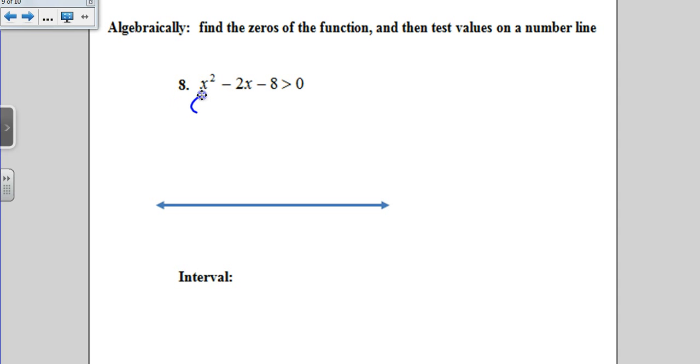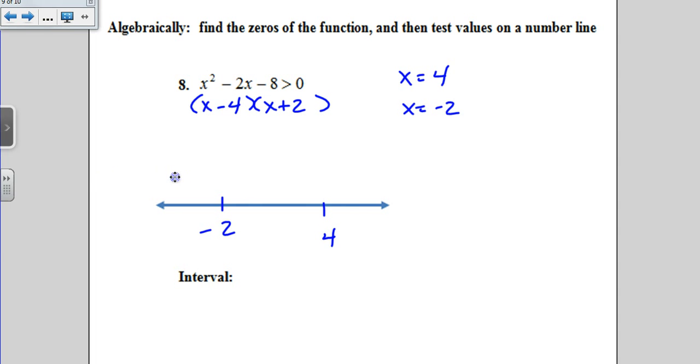I think it's fun. So finding the zeros means to factor. So if I tried to factor x squared minus 2x minus 8, we get x minus 4 times x plus 2. So my two intercepts are going to be at x equals 4 and x equals negative 2. So on your number line, go ahead and fill those numbers in, leaving space in between. And what I'm going to have you do is test a point within each of these intervals.